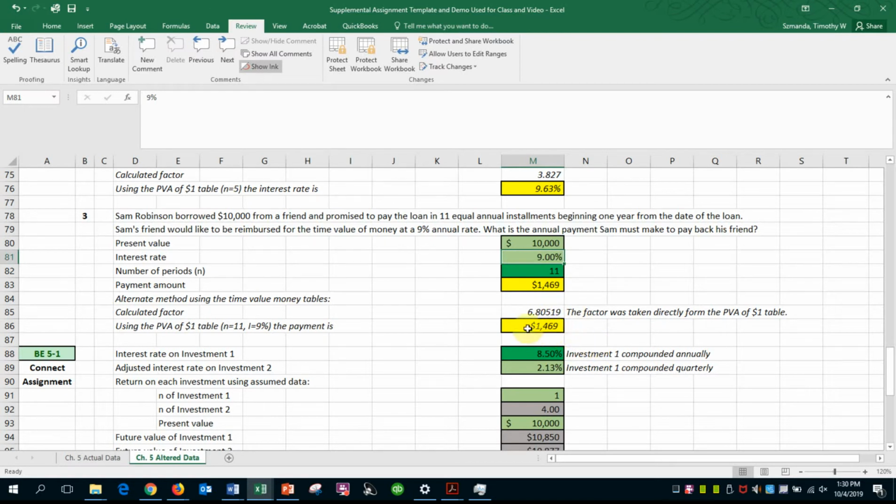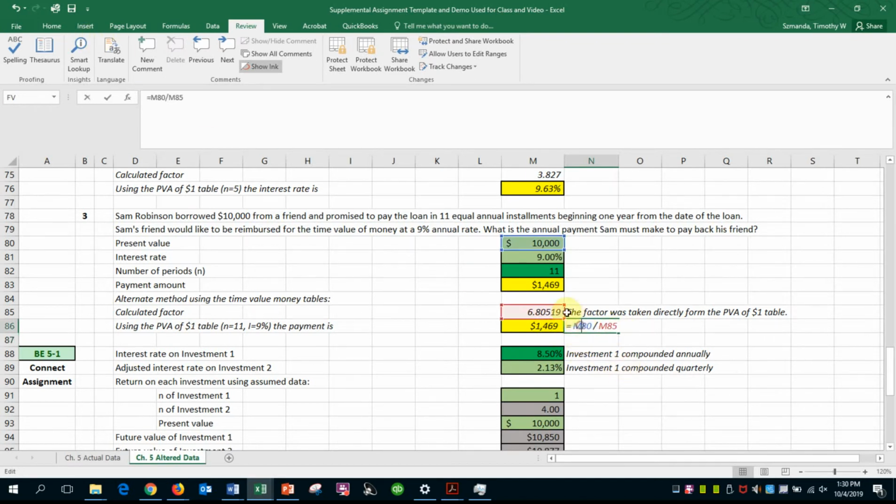And then you'll take that factor, and then you can calculate the correct payment amount. So for example, if you took $10,000 and divided it by your factor amount, you would wind up with $14.69. So I'll just leave that in there.